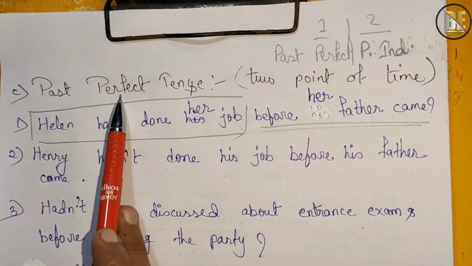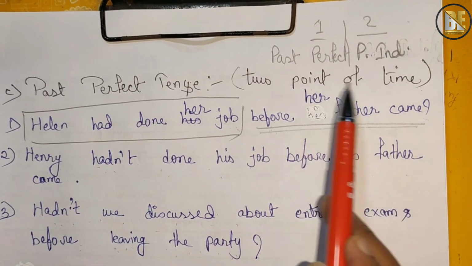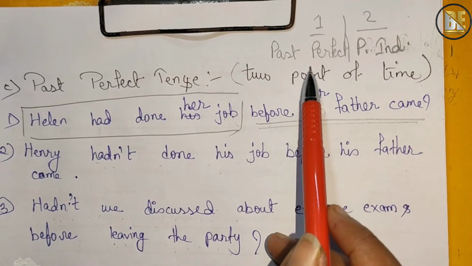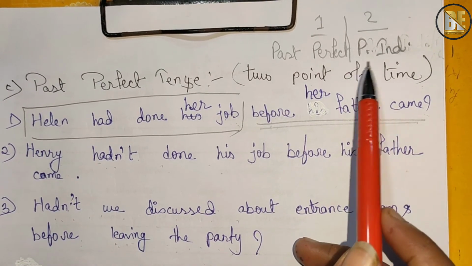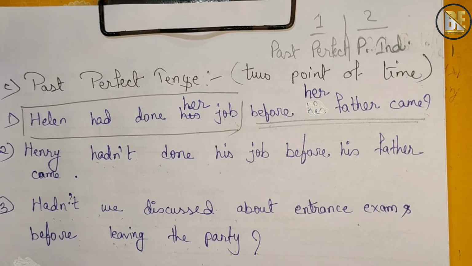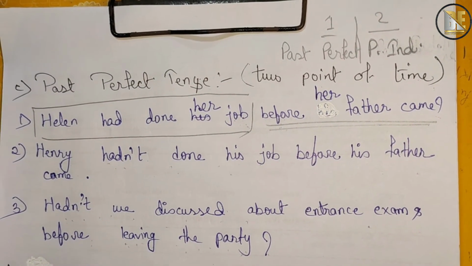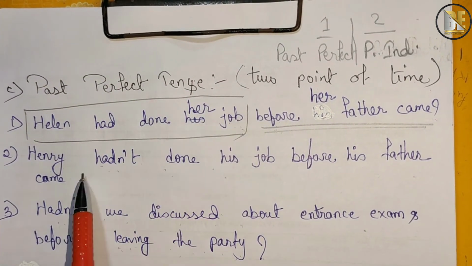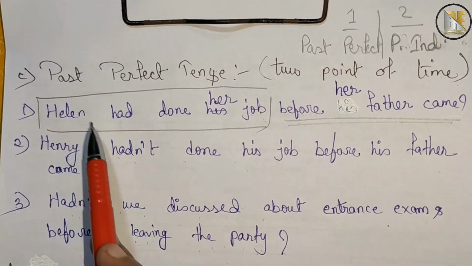The next one is past perfect tense. It denotes 2 point of time, but now the question is, what does this mean, 2 point of time? So when we talk about two action, one can be past perfect and the next one can be past indefinite tense. When two action took place in the past and we want to know which happened first and which happened later, in that case we use past perfect tense. Let's see through example so it can clear your concept properly.